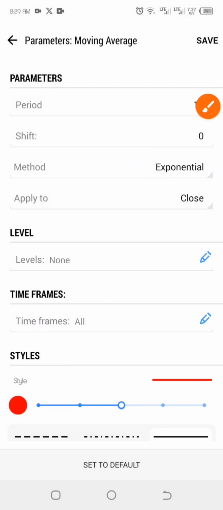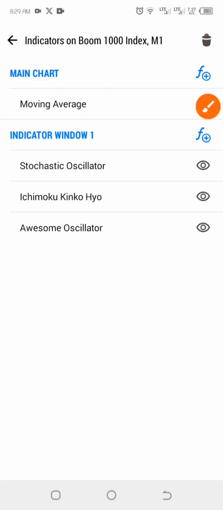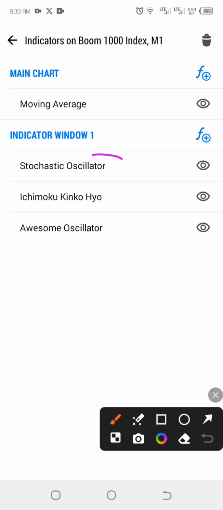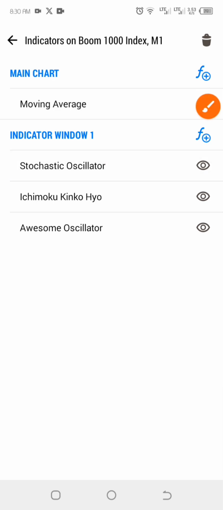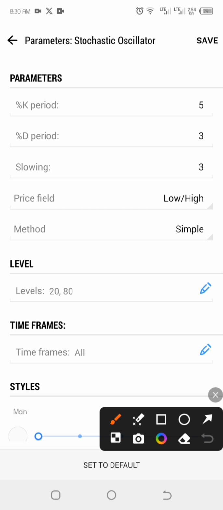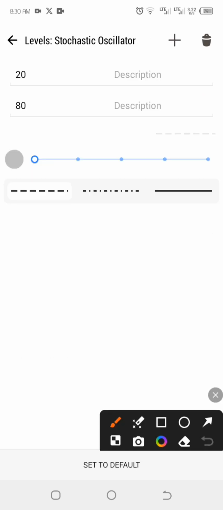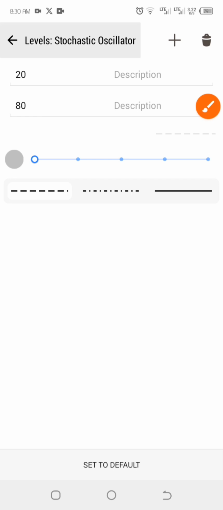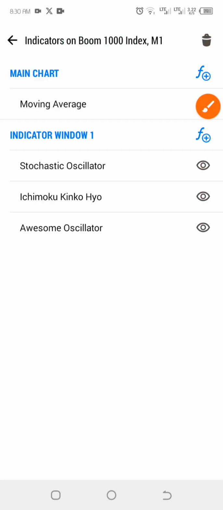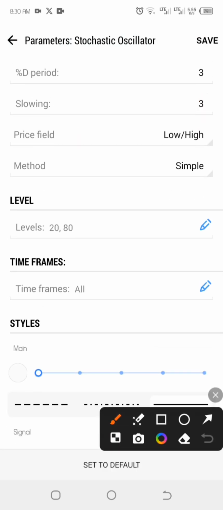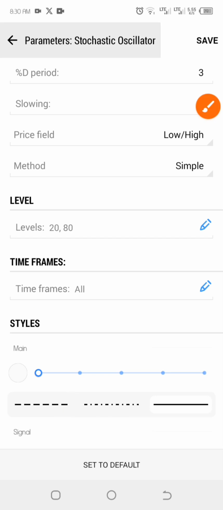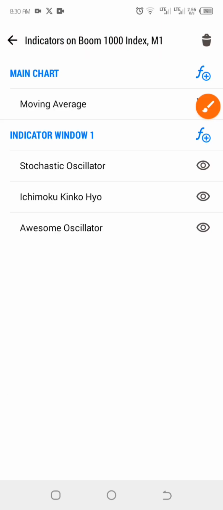Okay, so when you do that, moving on to the next indicator, which is the stochastic oscillator. How do we add this up? We click on this F icon again. We search for stochastic oscillator and click on it. Now for the stochastic oscillator, you have to set it as default. Then the levels, we need the 20 and the 80 levels. Go back and click on save. Now make sure you set your style as your background color. Okay, don't forget that. Now moving on to the next indicator, which is the Ichimoku.